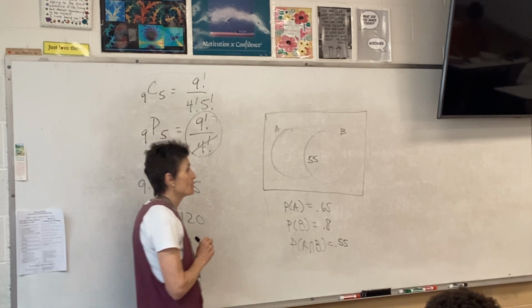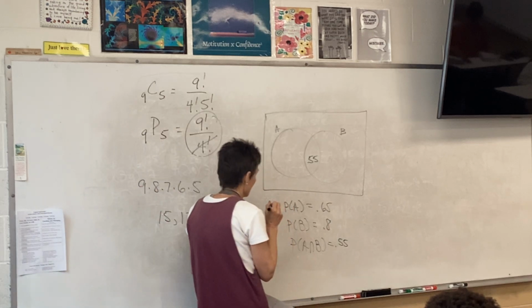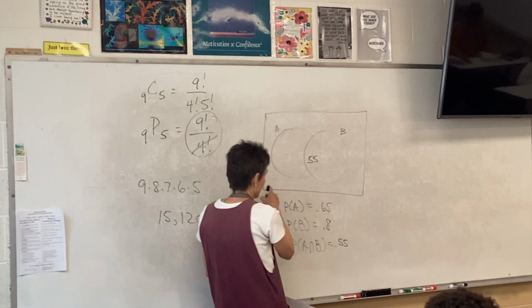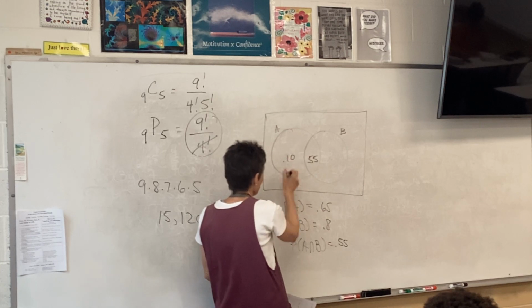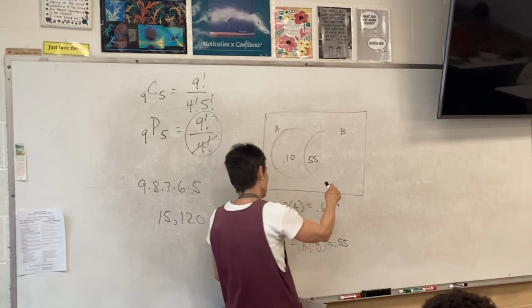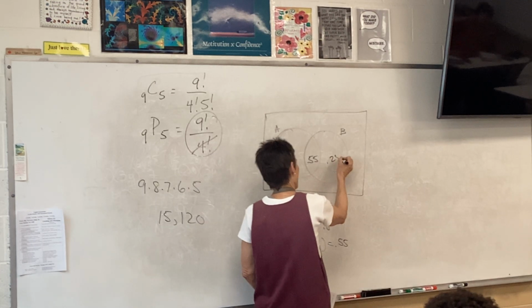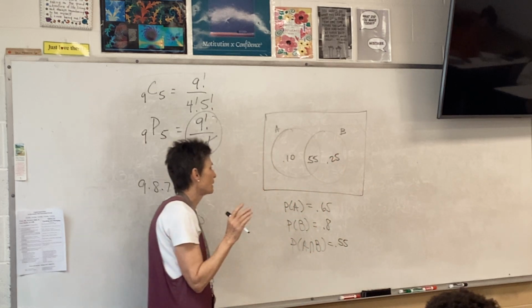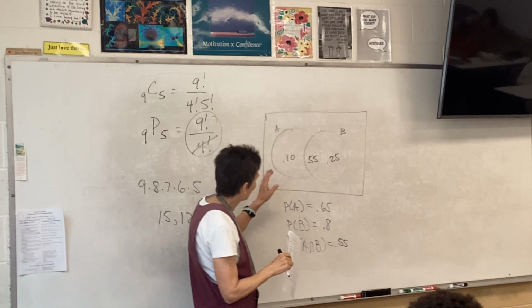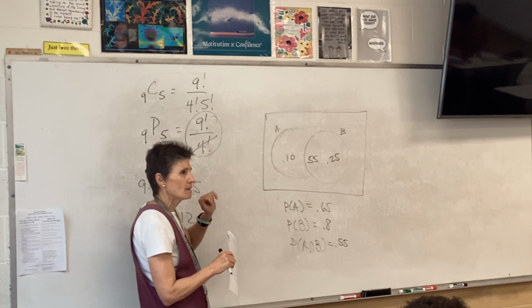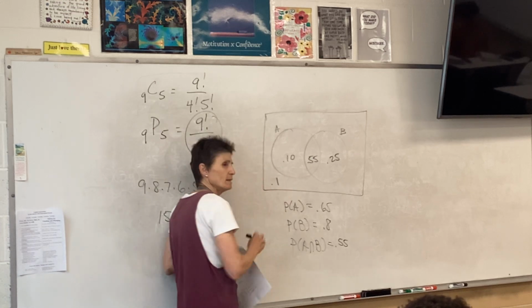0.45 outside the chart. So let's see, this is gonna be 0.10. Is that right? And this is gonna be 0.25. Check my subtraction, is that right? So how much is that all together? Is that 0.9, which means 0.1 out here?